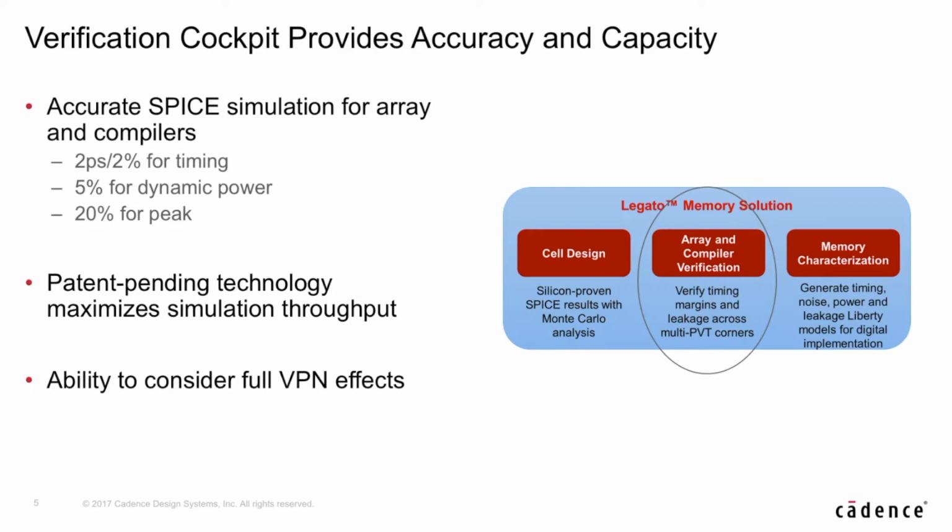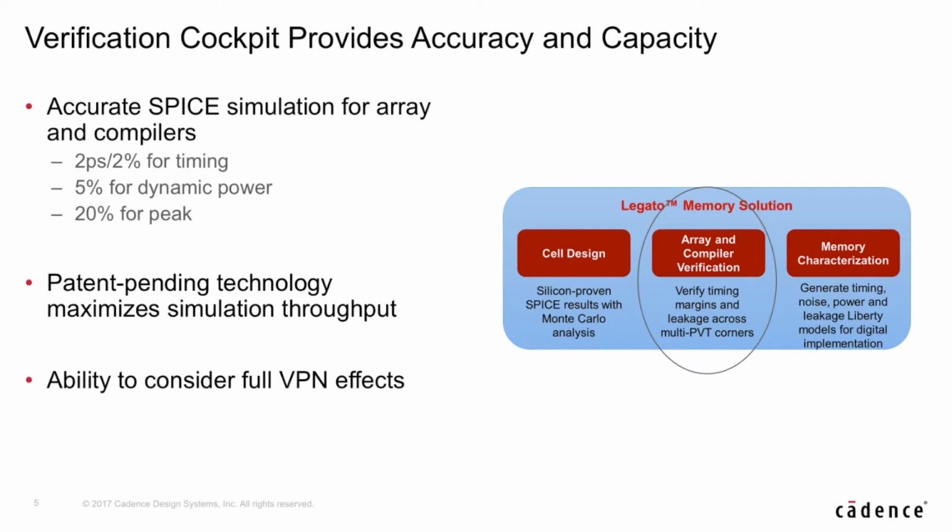And in the design cockpit, what customers ask for is a very accurate SPICE simulator. Usually, even at an advanced node, the criteria are quite stringent. You're talking about 2 picoseconds or 2% for timing, 5% for dynamic power, and 20% for peak. So the criteria are pretty strict, and we want to make sure we have an accurate SPICE simulator that can meet them.